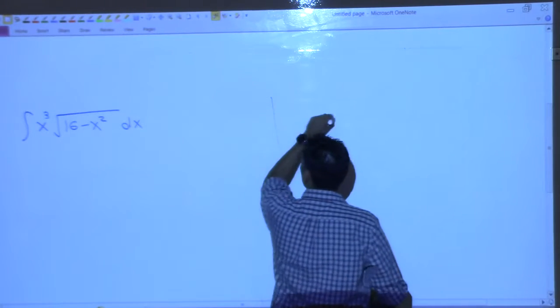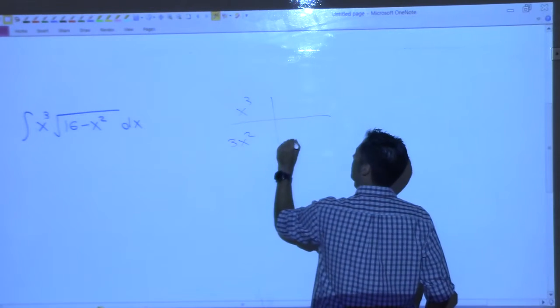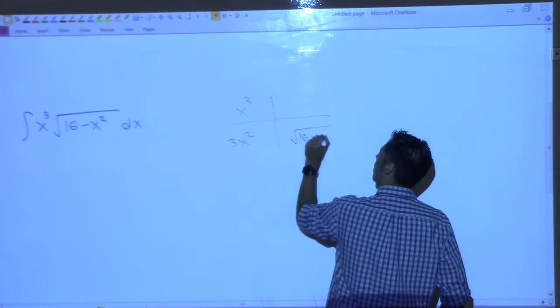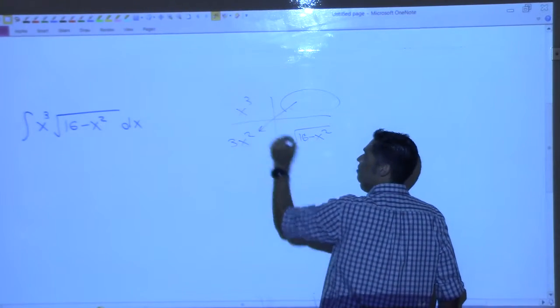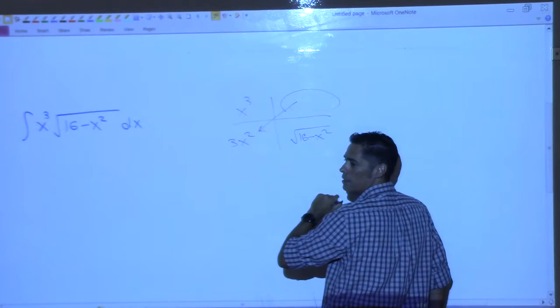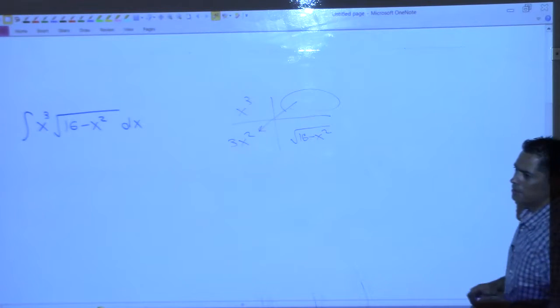Look, in integration by parts, this would be x cubed. This would be 3x squared. This would be square root of 16 minus x squared. And then this piece is your formula, that formula times x squared. And you got ln's in there. It's going to be nasty, so I'm not sure I would go that route.